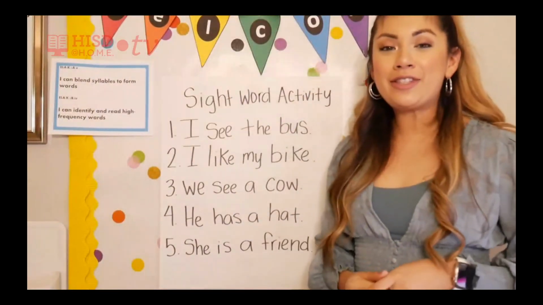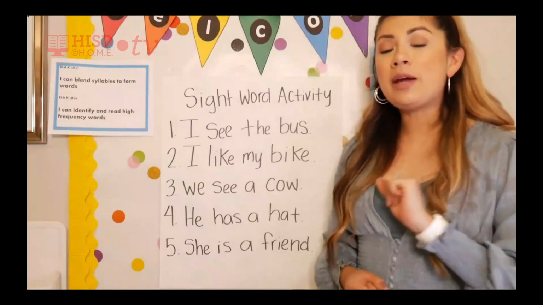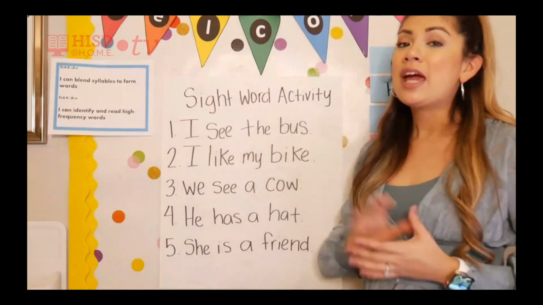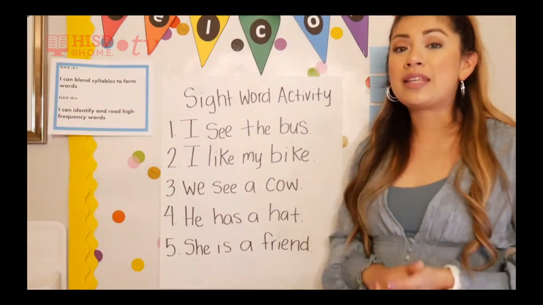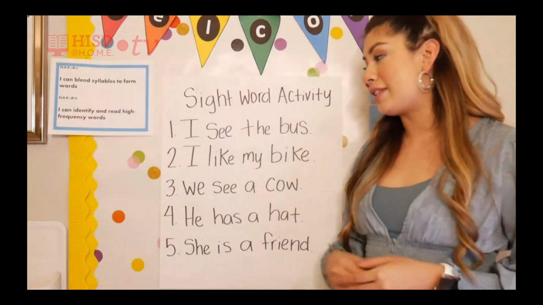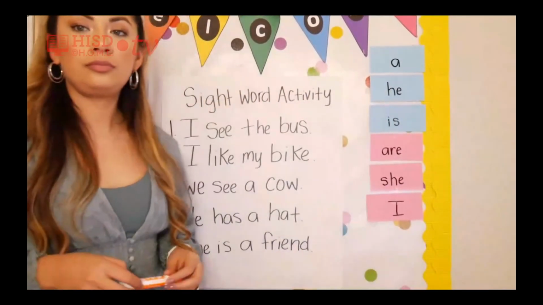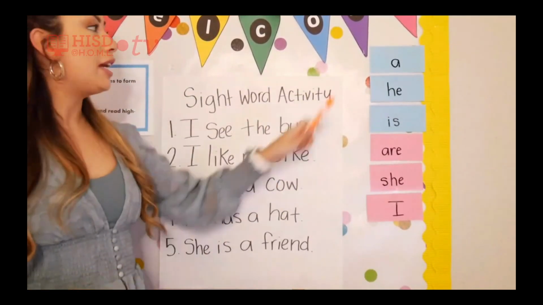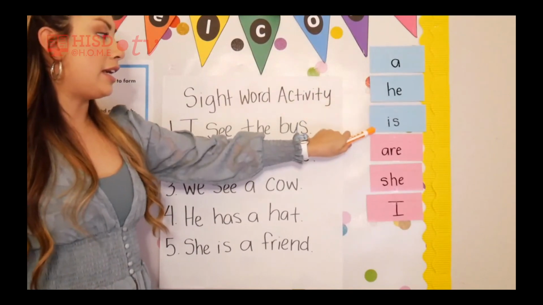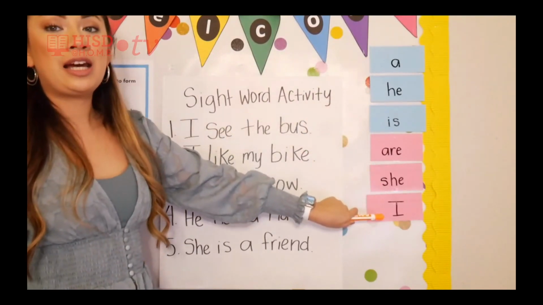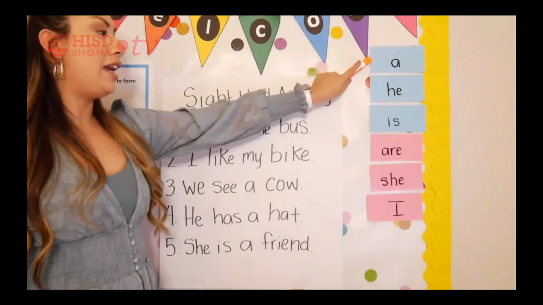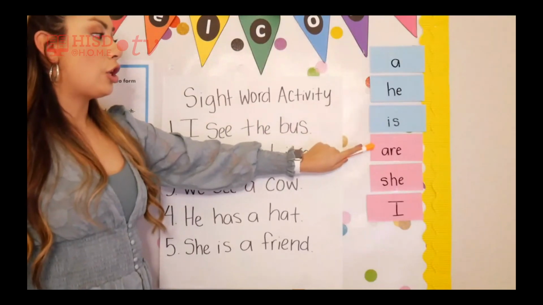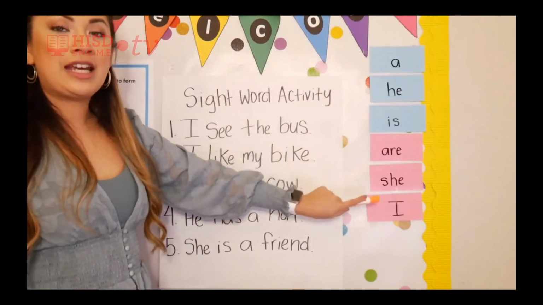All right, my friends, so for the sight word activity, you are going to read these sentences and you're going to circle the sight words that we see in this sentence. So right over here, you can see our sight words. A, he, is, are, she, I. One more time. A, he, is, are, she, I.